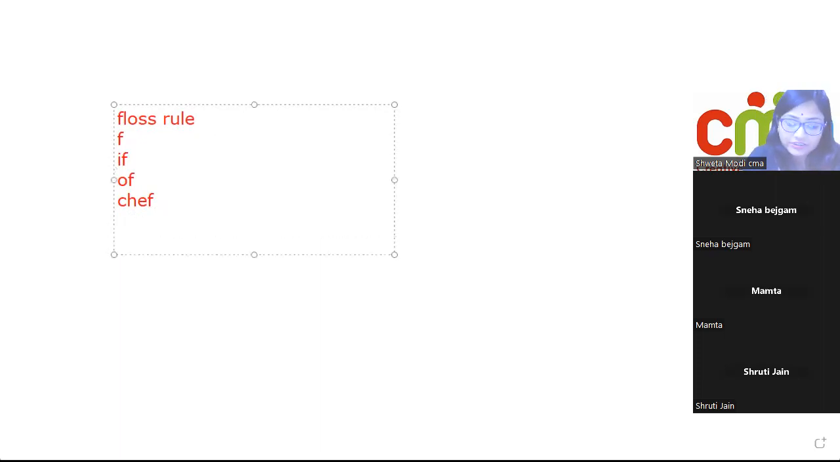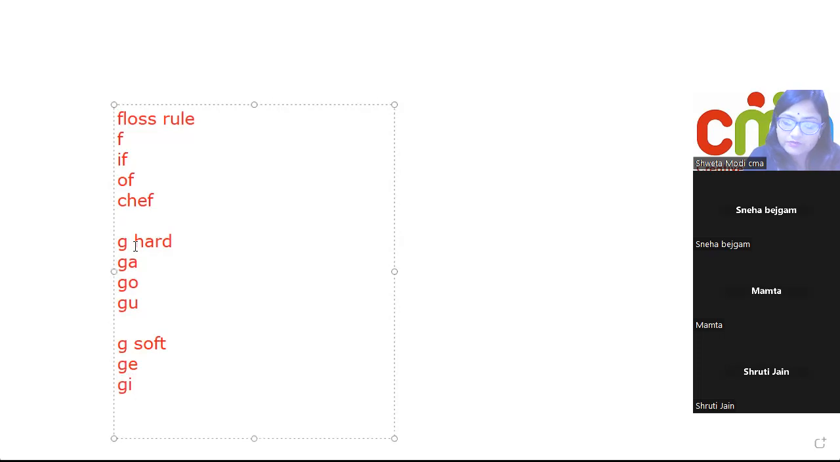Now let's come to letter G. G has two sounds. Which two sounds? G and J, hard and soft. So when does the hard sound come? The hard sound of G will be with A, with O, and with U, right? And G becomes soft with which three letters? I, E, Y: when it is GE, GI, and GY.